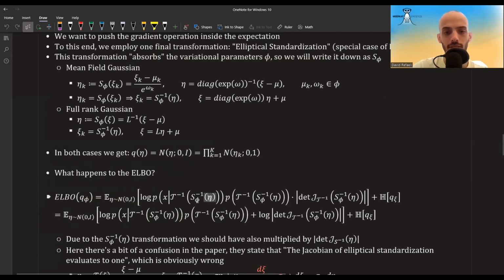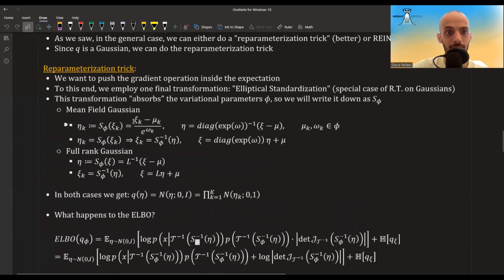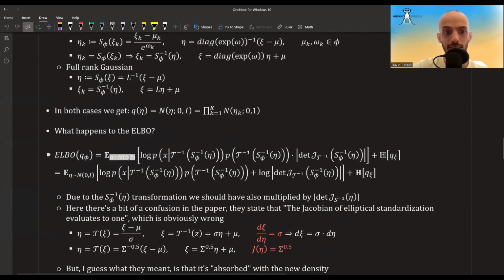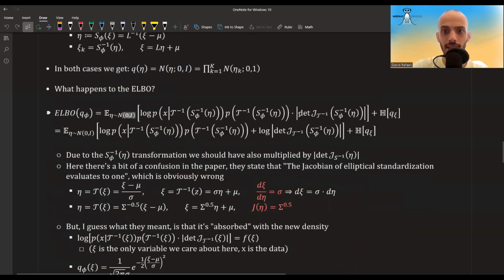Notice that the inverse transformation does depend on the parameters, right? So this inverse transformation has the mu's and the omegas for the mean field, and it has the mu and the L for the full rank. So it is depending on the parameters. And so is the inverse transformation. The inverse transformation still has L and mu, or omega and mu. So these quantities over here, which we use to replace the Xi, they will still depend on eta. But notice now the expectation is with regard to a standard normal distribution, which is important. And here again, the product becomes the sum, and we are left with this term.